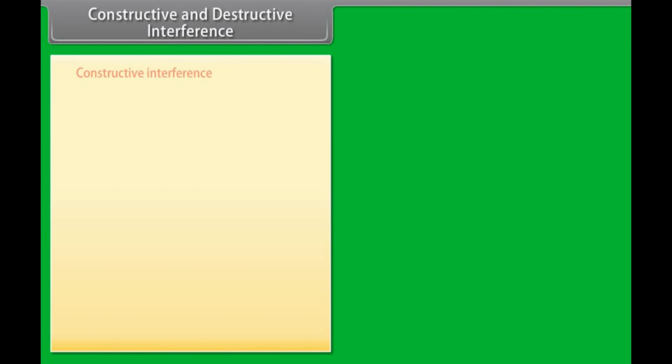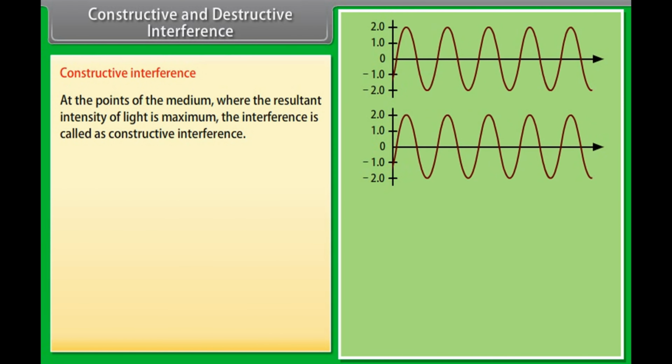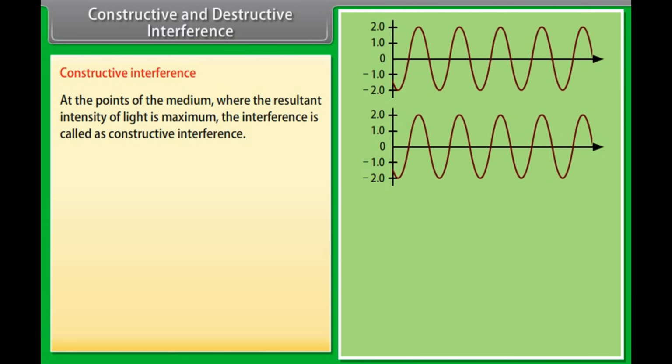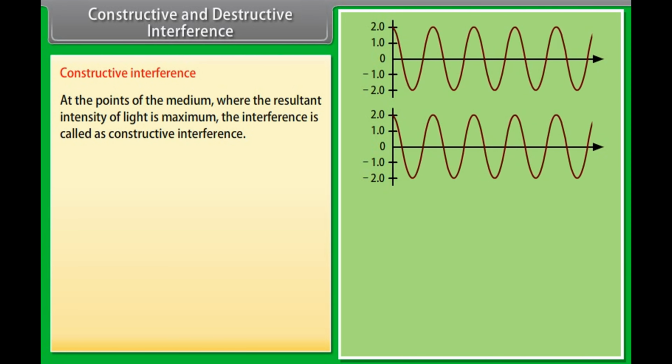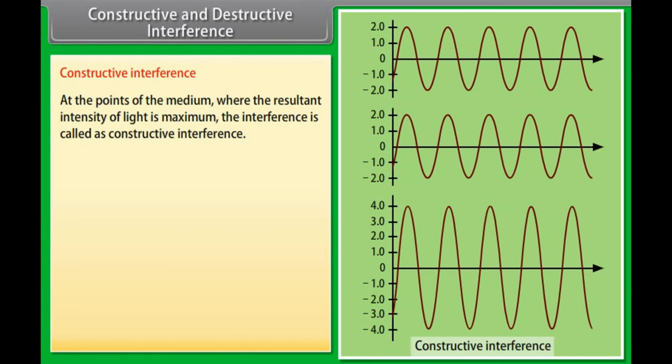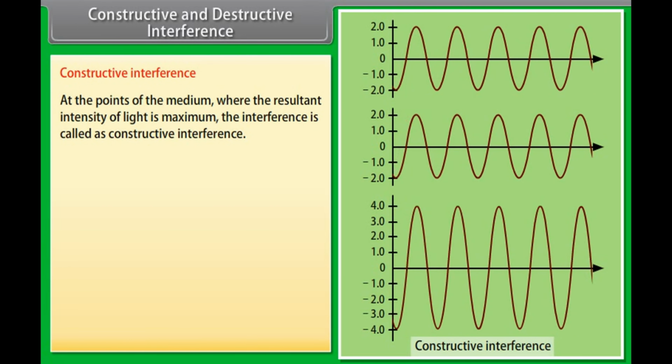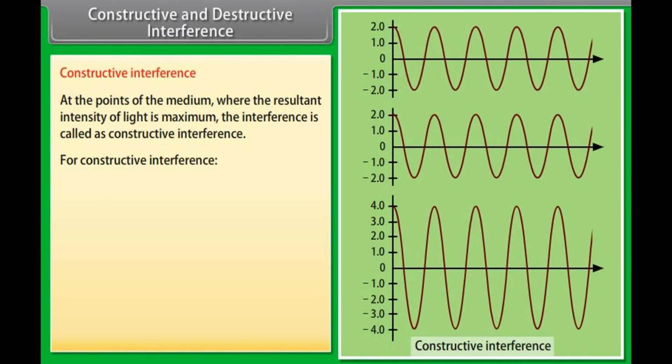Constructive and destructive interference. Constructive interference. At the points of the medium where the resultant intensity of light is maximum, the interference is called constructive interference. For constructive interference, phi is equal to 2n pi or p is equal to n lambda, where n is equal to 0, 1, 2, 3 and so on.